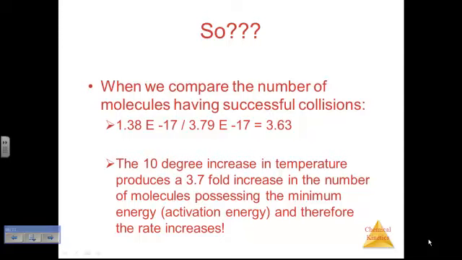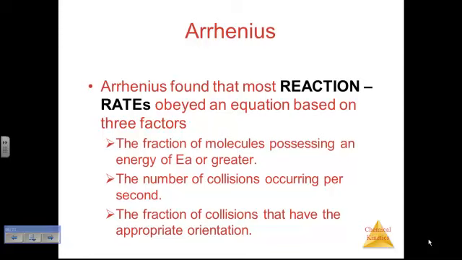The 10-degree increase in temperature produces almost a 3.7-fold increase in the number of molecules meeting the minimum energy. It's almost going 4 times faster by warming it up 10 degrees. So Arrhenius explored how the number of molecules meeting the criteria exponentially influenced the reaction rate. Not a straight line graph, but an integrated graph using exponents. The more he studied, the more he focused on 3 specific factors. He found that reaction rates obeyed equations based on those three factors.